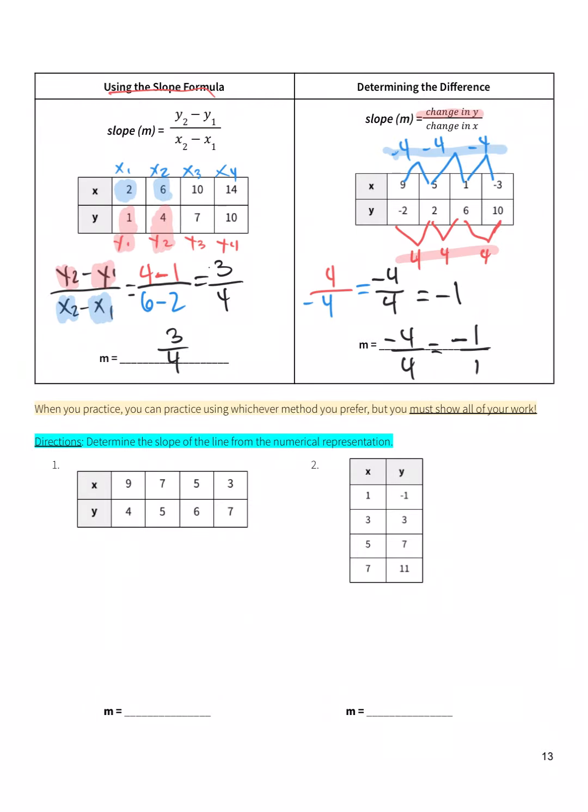Okay? All right, I want you to go ahead right now and try these two. You can use either slope formula or determining the difference. It doesn't matter which one.